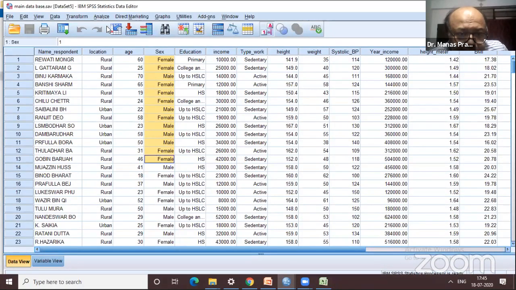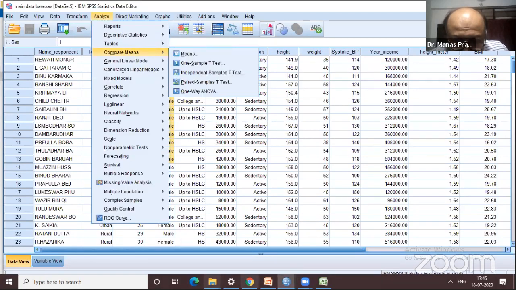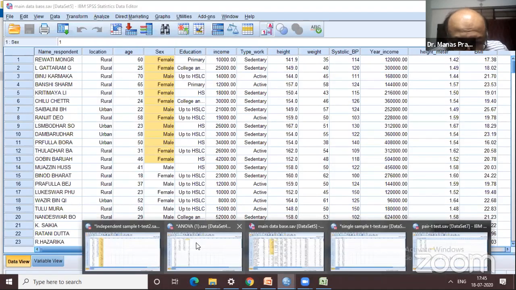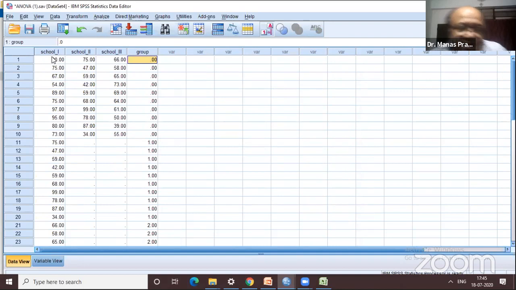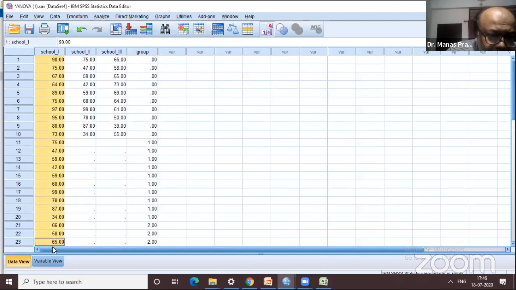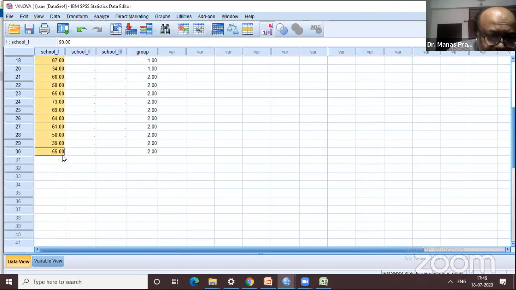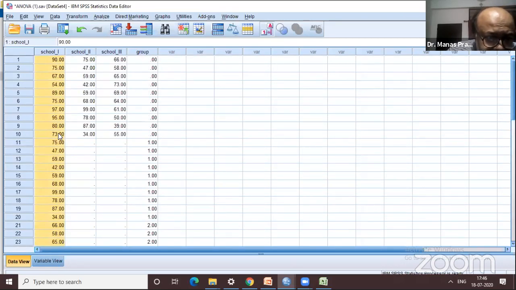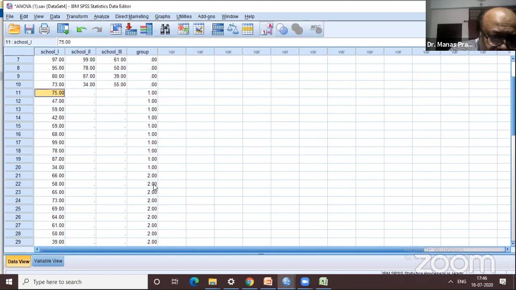go to analyze. I have a separate database for ANOVA, this one. So I have to arrange the data in the same way. In one column, I have to put all the values, and to identify which group this value belongs to, I have to give a categorical variable. 0 means school 1, 1 means school 2, and 2 means school 3, like this.